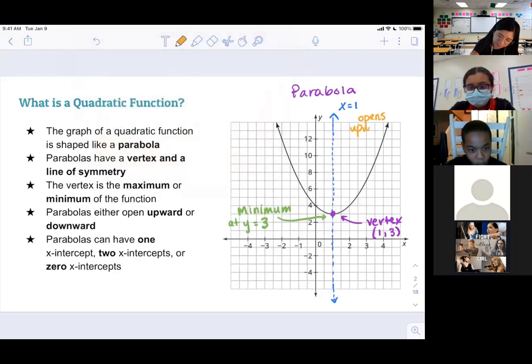Parabolas can have 1 x-intercept, 2 x-intercepts, or 0 x-intercepts. And what's going on here? Do we have 1, 2, or 0? 1. Where is it? I think we have 0. Okay, good. Where do we look to find the x-intercepts?